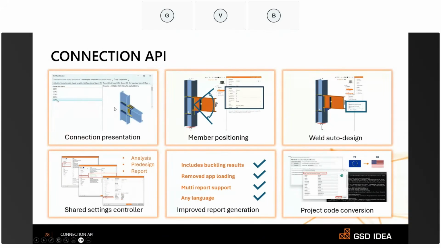The first one is the connection presentation call, by which you can get the 3D view model and present it anywhere externally using this call. The next one is the member positioning. Programmatically, you can control the rotation, the offsets, as well as the model type and the force in each member. And weld auto design, I believe everyone is already aware of this. Now you can also use the API call in your code.